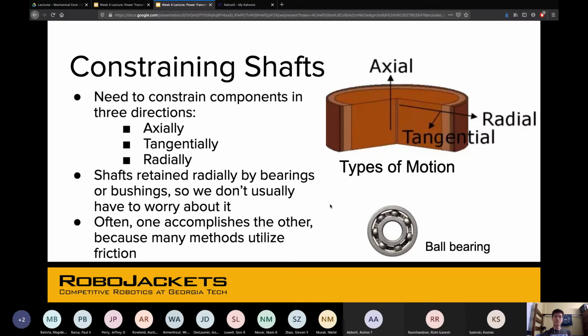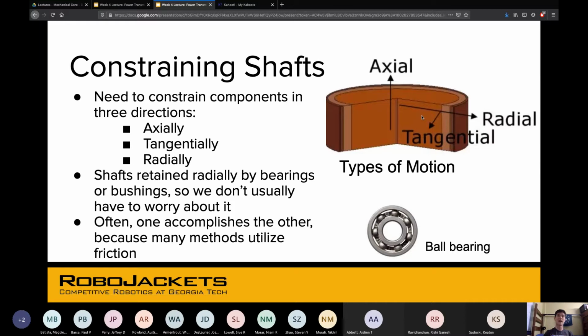All right. So let's talk about shafts. The main thing I want to focus on in this slide is this picture right here. We've got 3 different directions when we're talking about shafts. We've got axial, which is along the axis of the shaft. You've got radial, which is directly out from the axis, and then tangential. So if you've got the axis, it's the direction it turns in.